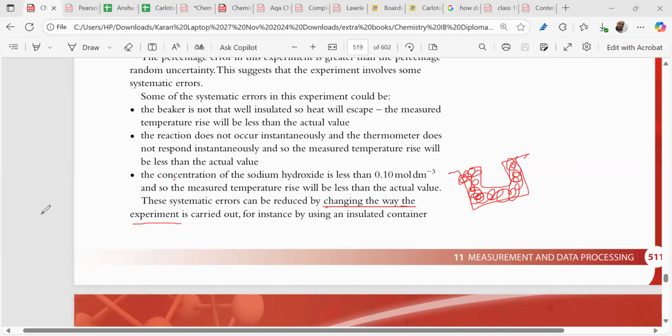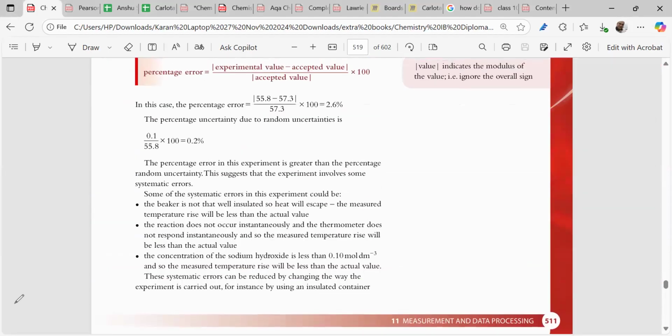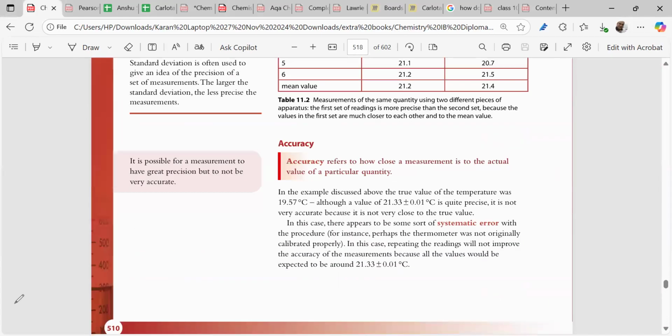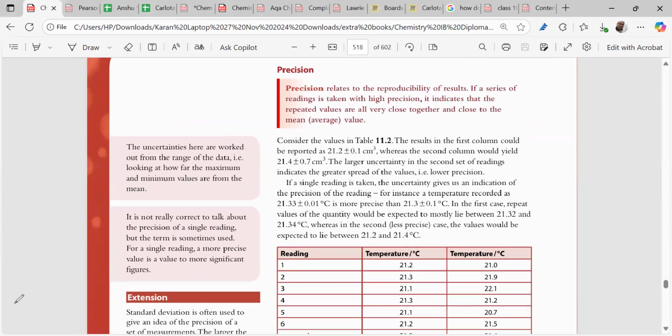Now, moving to the next part: we talked about systematic errors and random errors. We now have to know what precision is and what accuracy is. To understand precision, what does precision mean? Precision means it is related to the reproducibility of the results. This is very important.